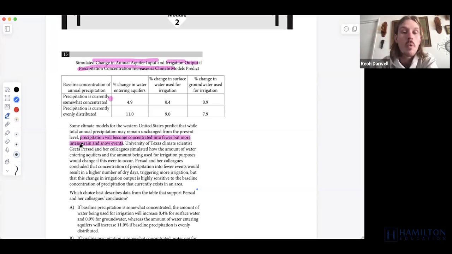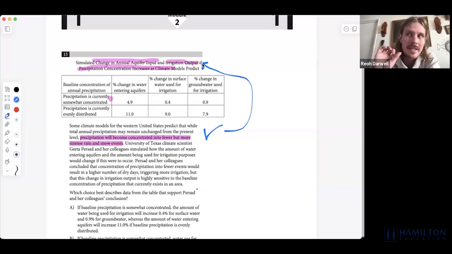So this is something that will happen according to researchers, and it is the given, if you will. It's the thing that is happening according to this modeling. All right. So things are becoming more concentrated.